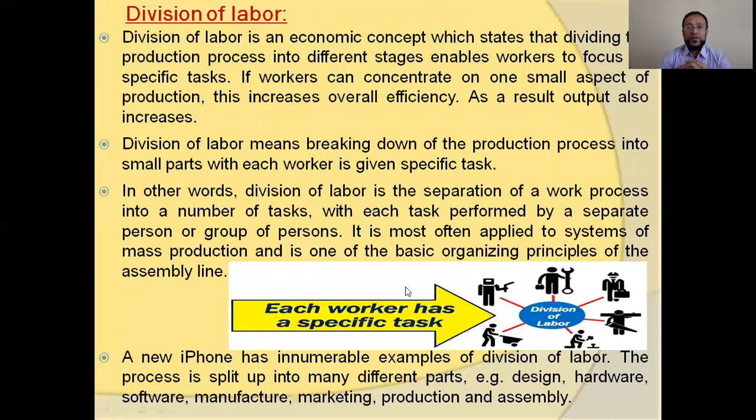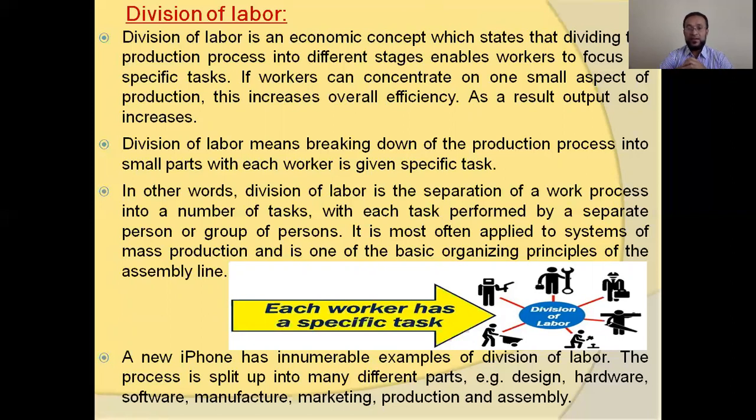Now, in other words, division of labor is the separation of the work process into a number of tasks, with each task performed by a separate person or group of persons. It is most often applied to systems of mass production and is one of the basic organizing principles of the assembly line. So, when it is large-scale production, then division of labor is very effective. For example, a new iPhone has innumerable examples of division of labor. The process of producing an iPhone is split up into many different parts.